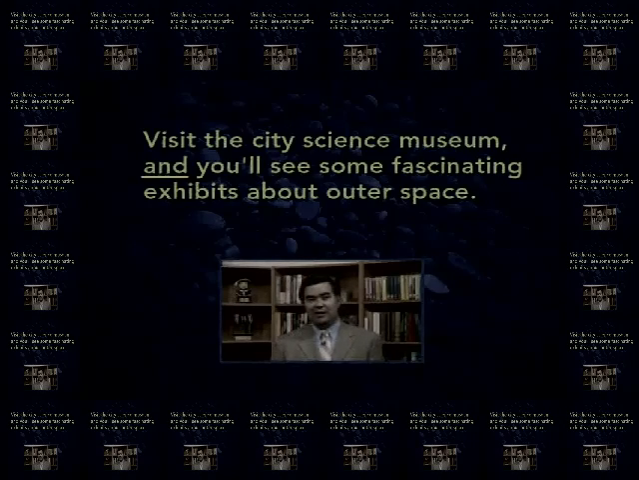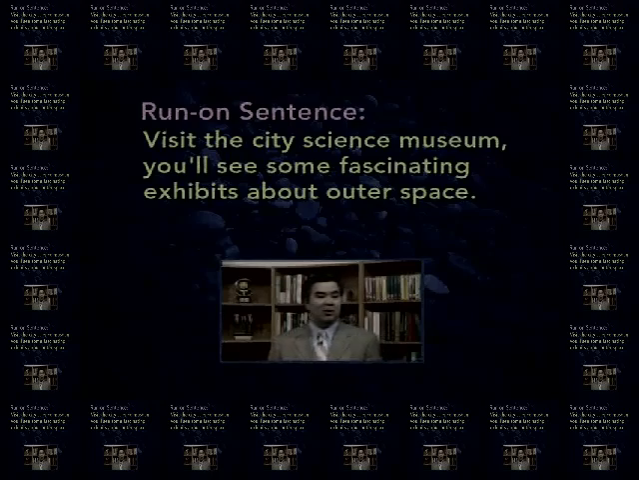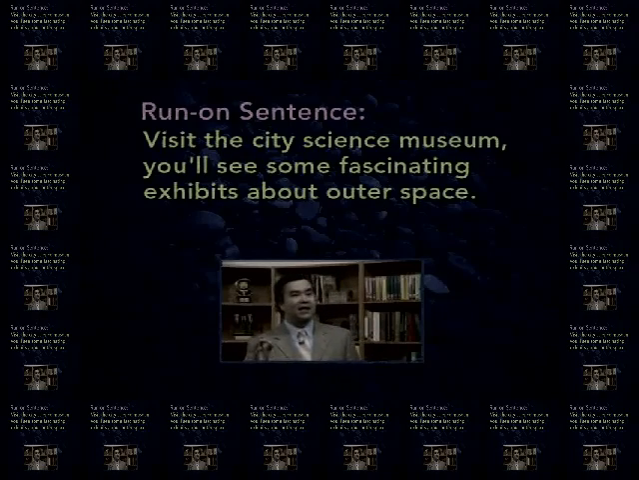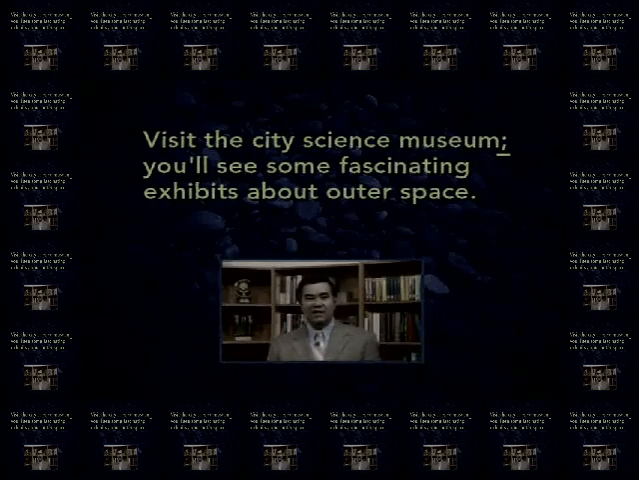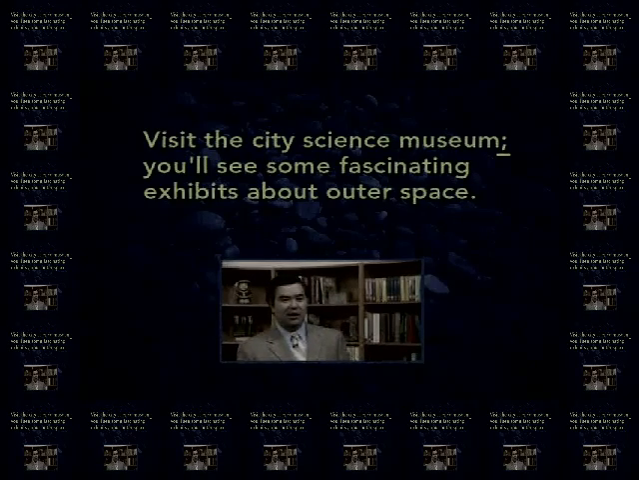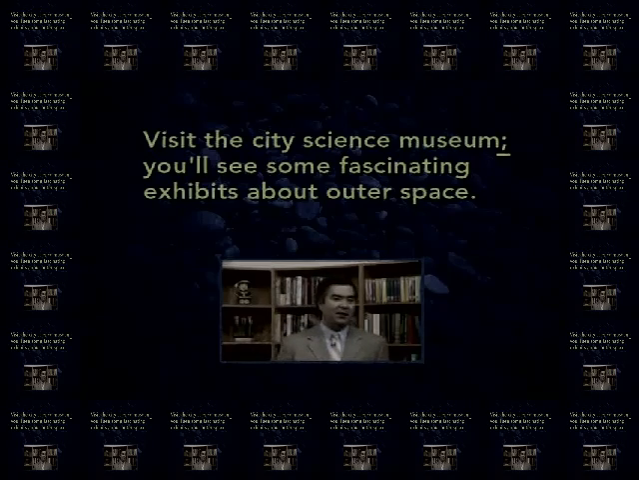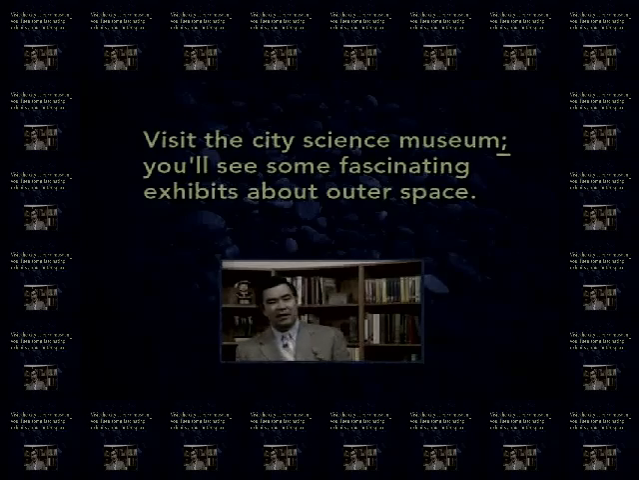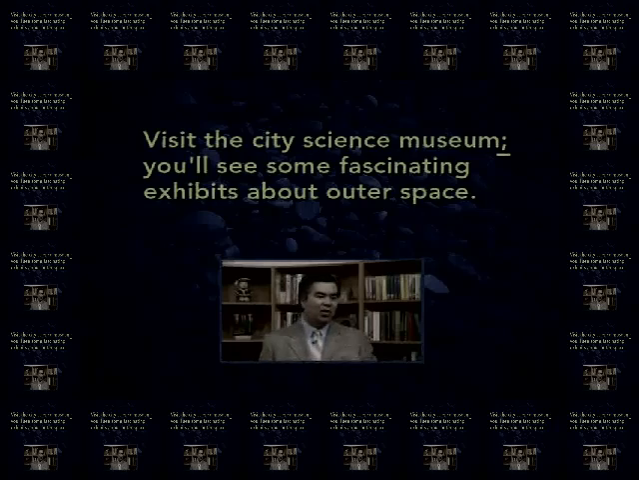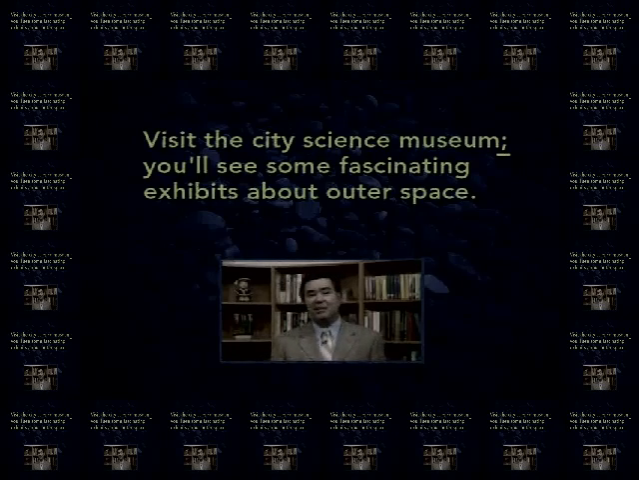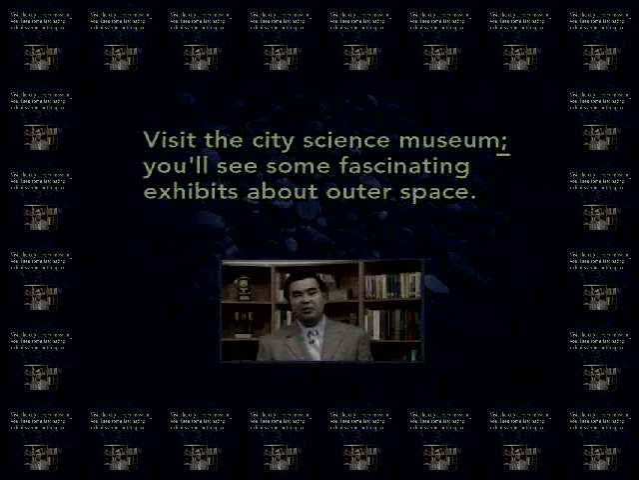exhibits about outer space." Another way to correct the run-on sentence would be to substitute a semicolon for the comma. Then the sentence would read, "Visit the City Science Museum, semicolon, you'll see some fascinating exhibits about outer space." That would also be correct. There's another program in this series that deals with punctuation, and we'll talk in more detail about the semicolon in that program. But for now, here's an important tip to remember.